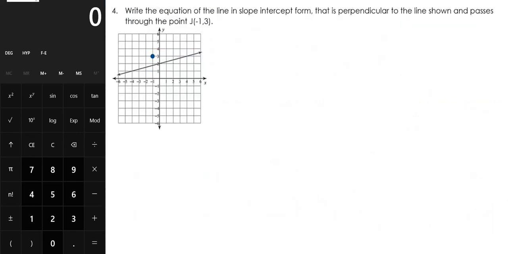Number 4, still no calculator. Write the equation of the line in slope-intercept form that is perpendicular to the line shown and passes through the point J, negative 1, 3, which if you notice in your graph, negative 1, 3 has already been plotted. Now going back to the ask of the question, write the equation of the line. So again, let's set up our graphic organizer. Money pays bills.